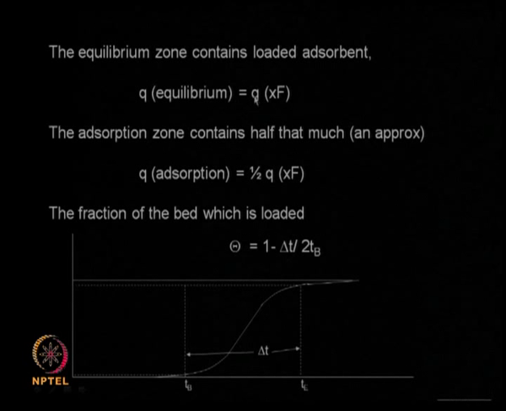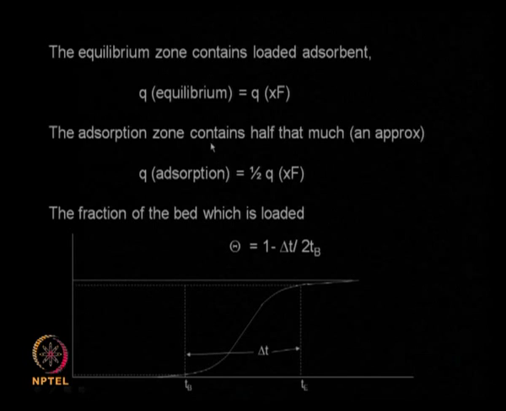These are some of the relationships which you make use of. One is the Q at equilibrium, which is given by Q into XF, and the adsorption zone contains half that much, because we assume that this rectangular area is divided approximately by half by this relation. So we can take this equal to this, or this into 2 will be equal to this. These are some approximations we can make use of. By doing all this, we end up with the fraction of the bed which is loaded when the breakthrough happens, theta equal to 1 minus delta T divided by 2TB. Delta T is nothing but T minus TB, where TB is your breakthrough time and T is your exhaustion time. So once you calculate the exhaustion time and the breakthrough time in your small lab adsorber, you can calculate theta and see how large theta is.